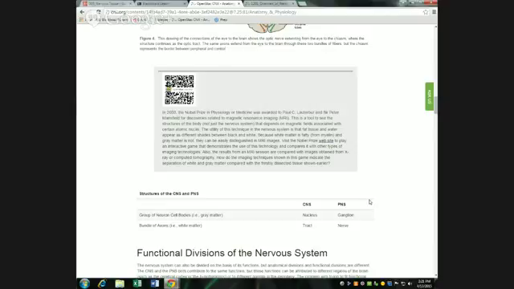So if it is a tract in the central, what would it be in the peripheral? Tract is central. What would the same thing be in the periphery? Right, nerve.